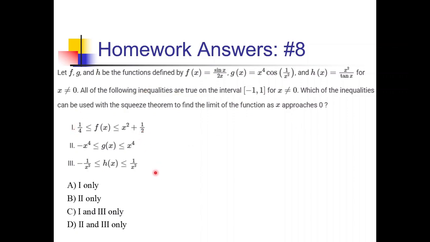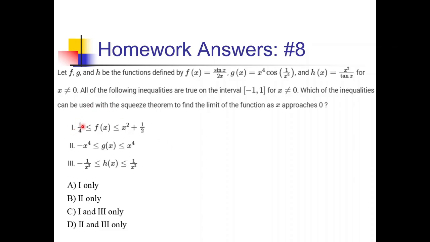So the only other thing we actually have to check is we need to make sure that the limit of the left and the right part of these inequalities is the same number. If it's the same number, then the function inside will share that limit and the squeeze theorem will work. If it's different limits, then the squeeze theorem will not be able to help us out finding the limit of the inner function. So let's start with Roman numeral 1.